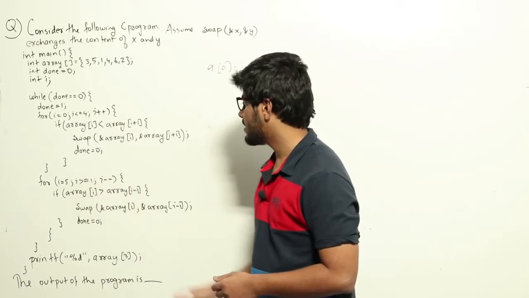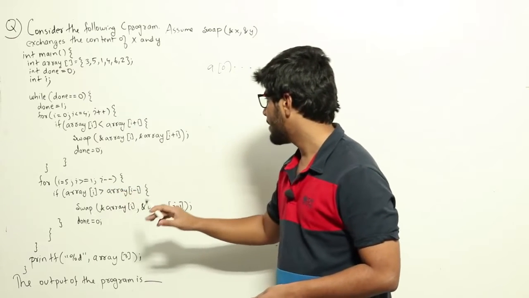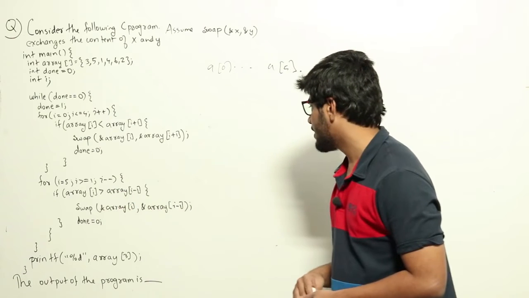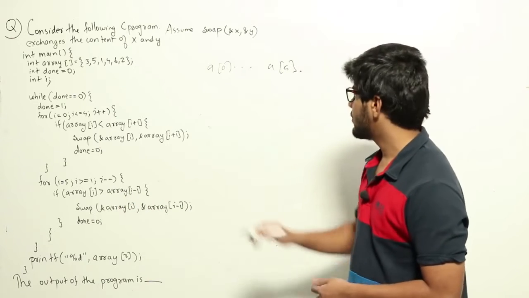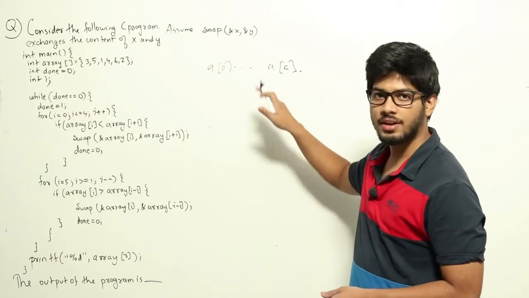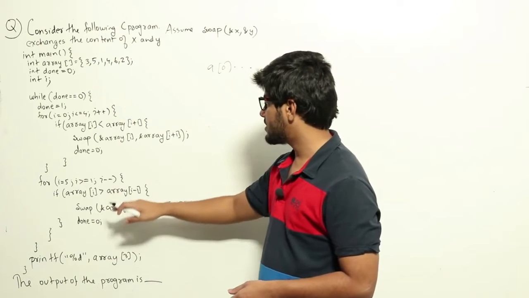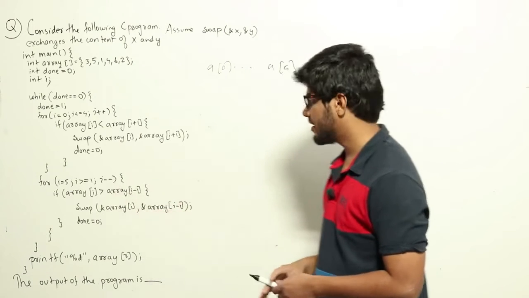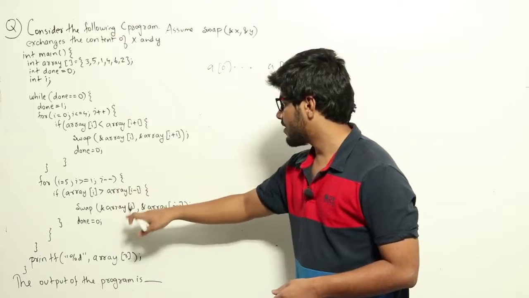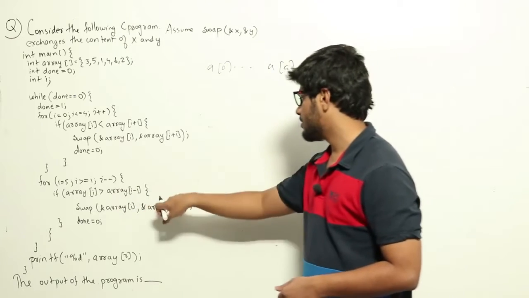For I equal to 5, I greater or equal to 1, I minus minus. If array of I greater than array of I minus 1, swap array of I and array of I minus 1. So here from the start up to end we were doing if array of I was less than array of I plus 1, we will swap it. The exact same thing we are doing here, only that now the iteration is from the end of the array to the start of the array, and we are doing swapping. If array of I is greater than array of I minus 1, we are swapping those two there.